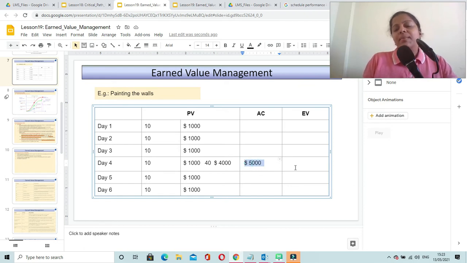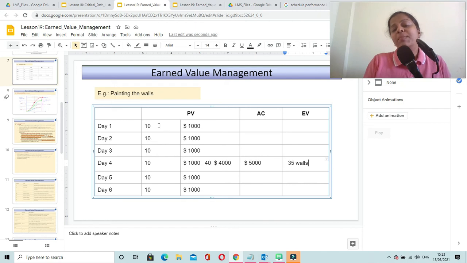Now let us come to earned value. So as to understand what earned value is, first we have to understand how much of the work is actually accomplished. So by end of day 4, it is discovered that the team has completed painting only 35 walls. Since they have completed painting only 35 walls, now what you have to do is calculate the actual value of the amount of work that has been accomplished or completed.